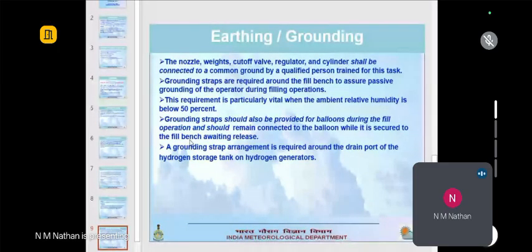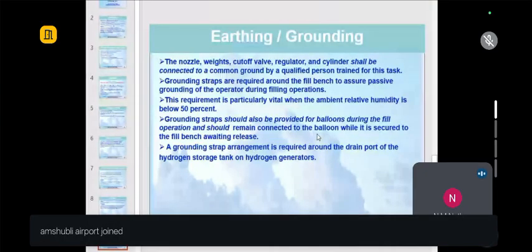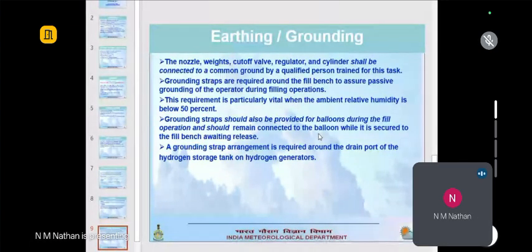And grounding strips should also be provided for the balloons during the filling operation and remain connected throughout the secured filling operation. It means even while you are filling with the gas, your cylinder should be earthed. The cylinder should be properly earthed. Then you have to fill up the balloon. That is what I am trying to say.